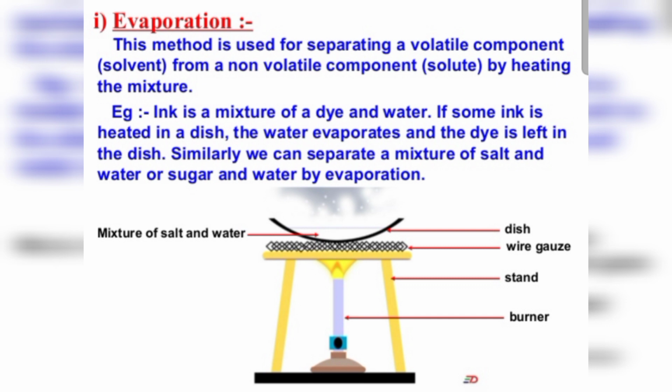Then you have to observe that, due to the heat, the water vapor present in the dye evaporates, and the blue or black residue is left behind on the watch glass. So we can say that this indicates that ink is a mixture of blue or black dye with water. This method is also used to separate a non-volatile solid from a liquid, such as salt solution, sugar solution, and copper sulfate solution. So by this process, we can separate these components.